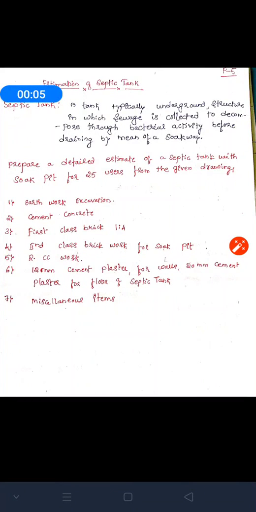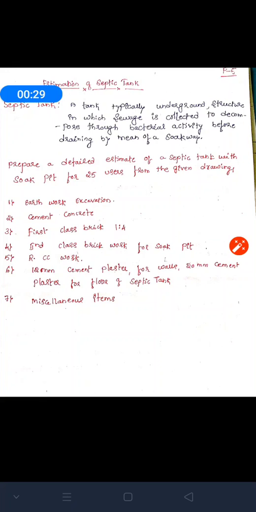In the previous class, we were discussing the estimation of the manual. Today we're going to discuss the septic tank. So first, let us know what we mean by a septic tank. A septic tank is typically an underground structure in which sewage is collected, and later, due to bacterial activity, it decomposes. So before draining to the soak pit, that is called the septic tank.